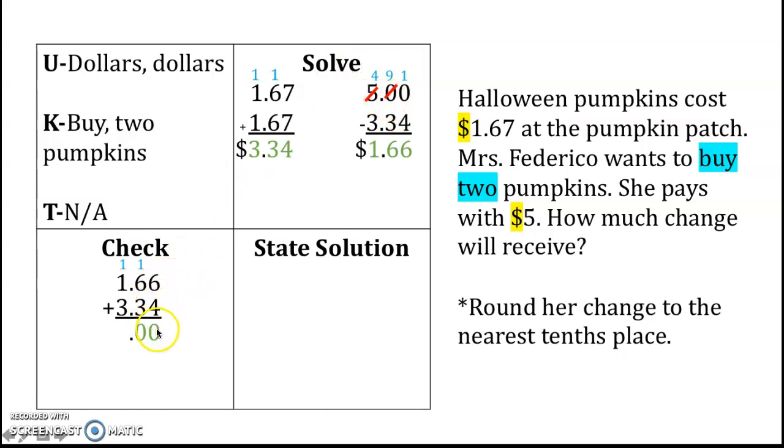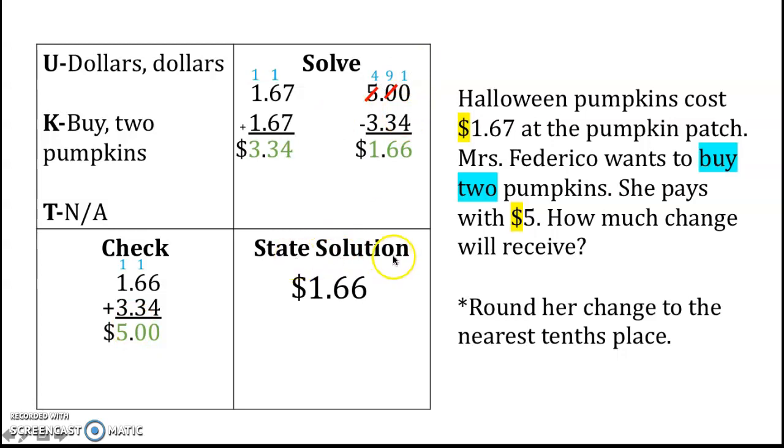Add the 6 together, get 10. Put down the 0, carry the 1. Add the 6 and the 3 together, plus 1 is a 10. Put down the 0, carry the 1. 3 plus 1 is 4, plus 1 is 5. I got $5, which tells me that I subtracted correctly. My checked work, the inverse operation, has provided me with evidence to suggest that I have in fact subtracted precisely.